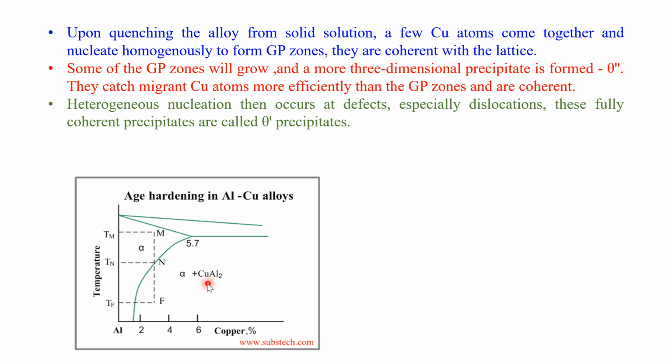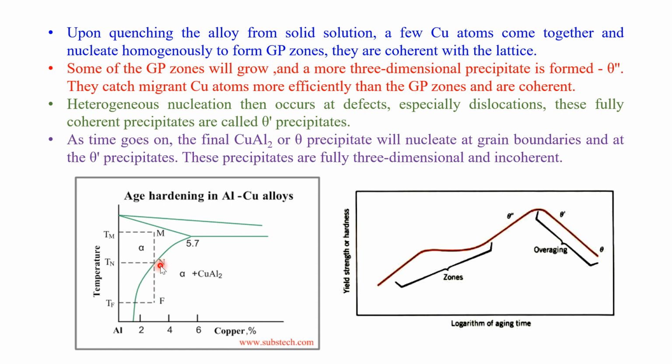Still, we have not reached the final CuAl2. So, initially we had GP zones, then theta double prime, then theta prime, and we are going towards the fully three dimensional precipitate. And as time goes on, the final CuAl2 or theta precipitate will start nucleating at the grain boundaries and at the theta prime precipitates. These precipitates are fully three-dimensional in nature and they are coherent with the lattice.